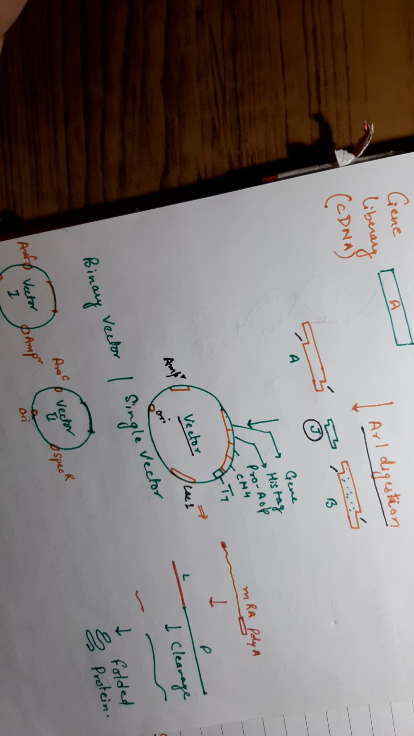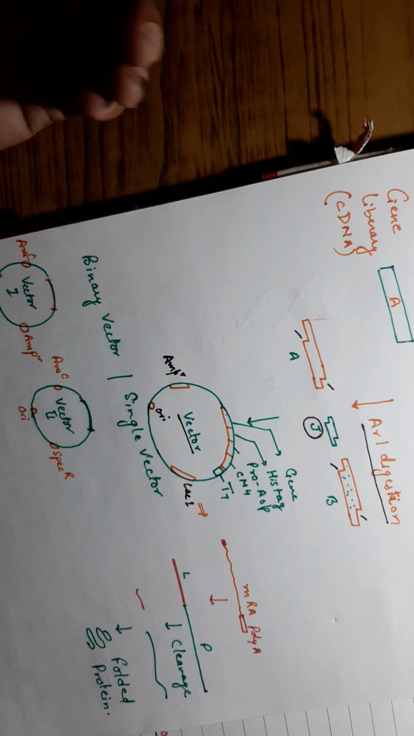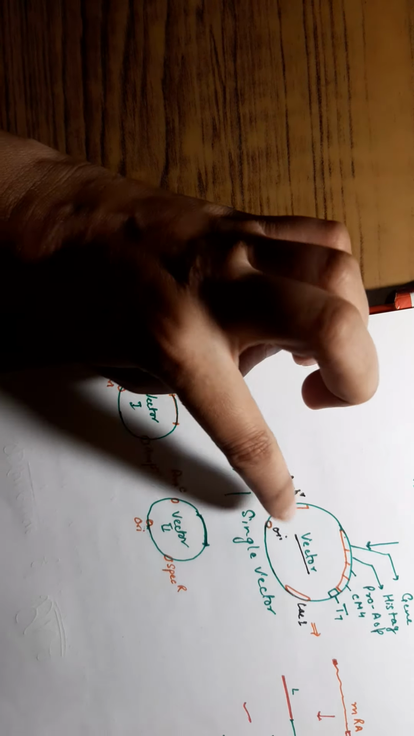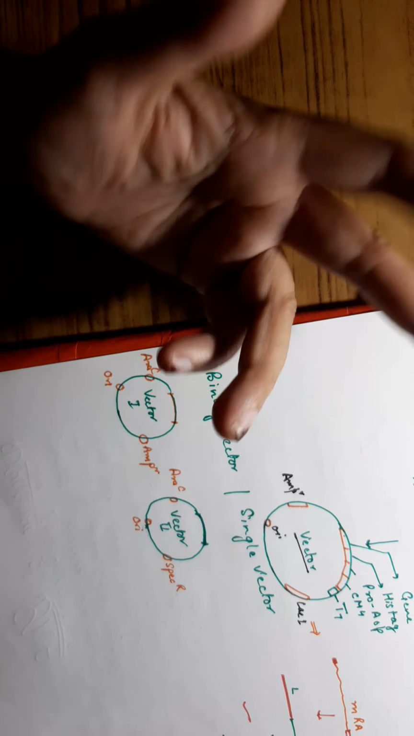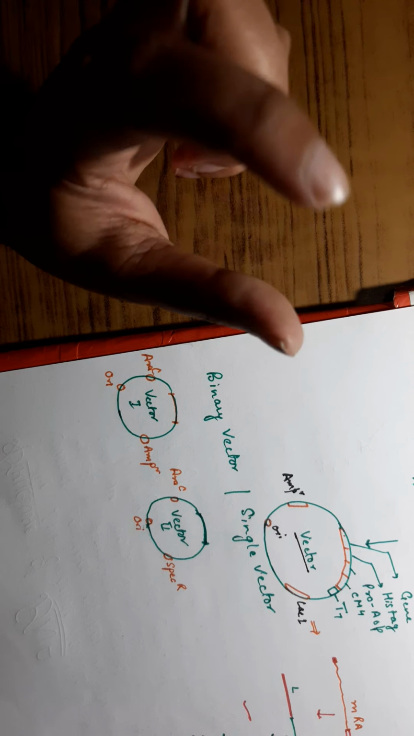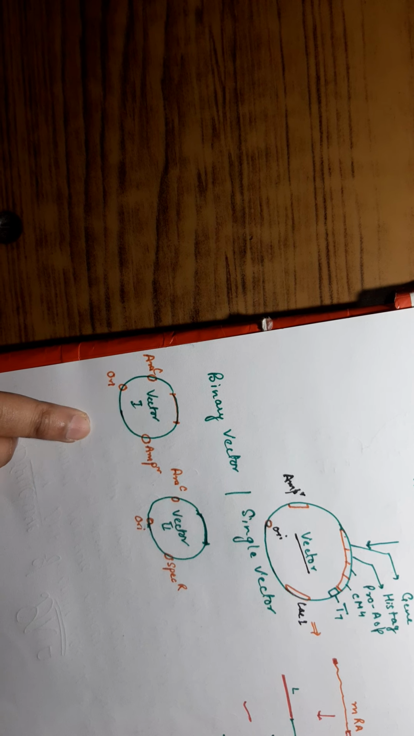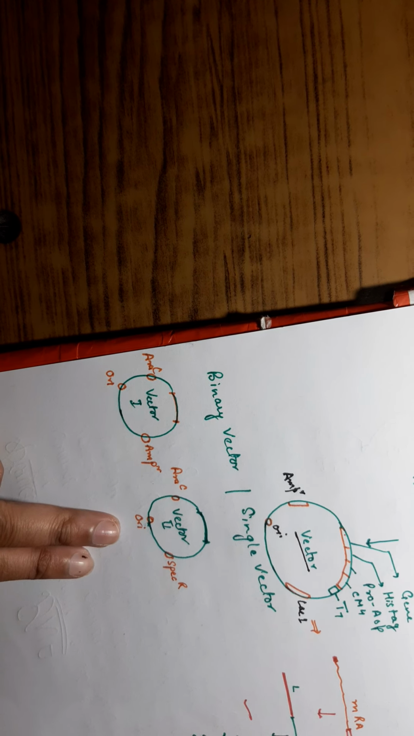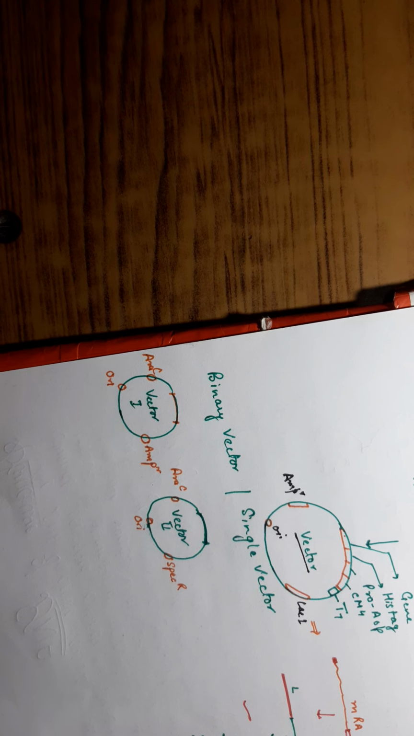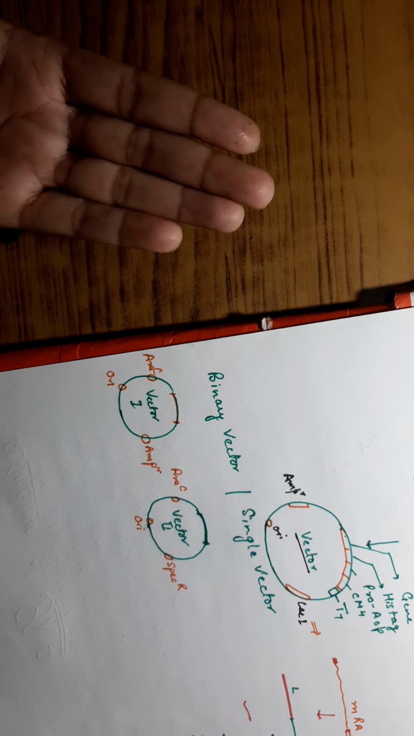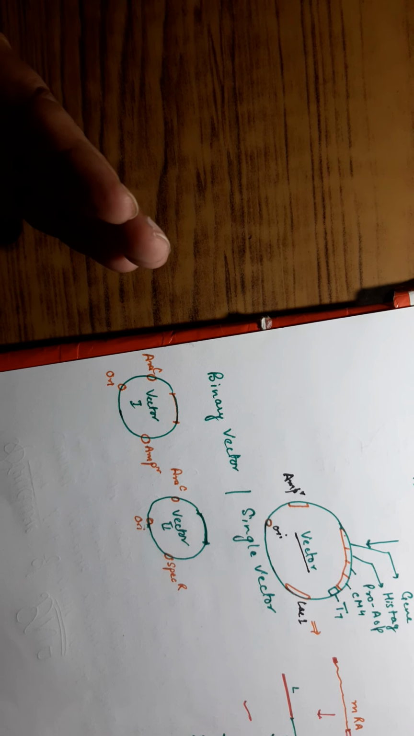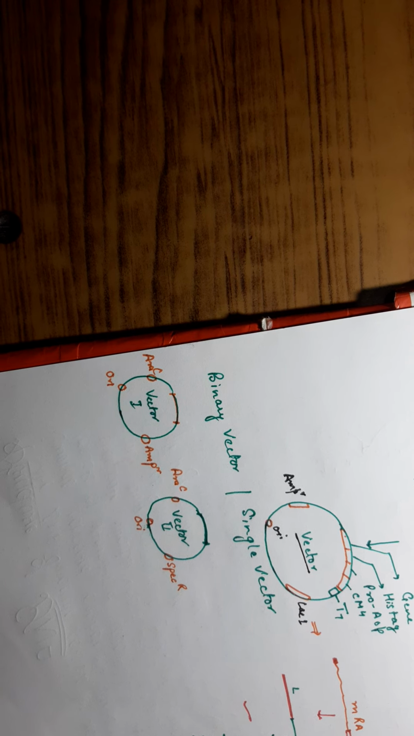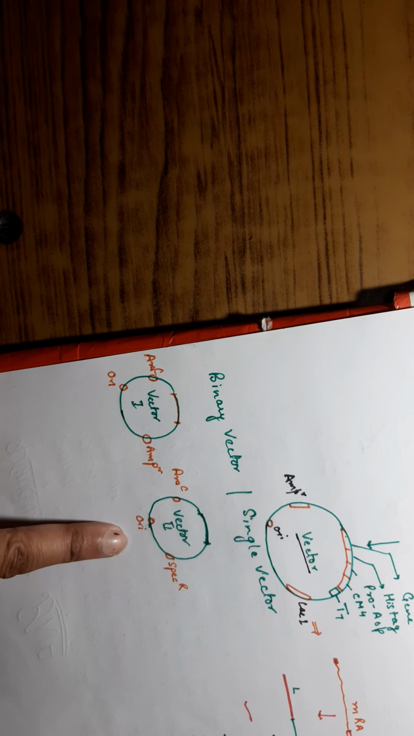This vector is introduced in bacteria as a binary vector or a single vector. This is a single vector in which both the genes are inserted in a single vector. A binary vector may have two different genes that are inserted into two vectors, and they express inside the bacterium and link together when they are produced in the bacteria. So these are binary vectors.